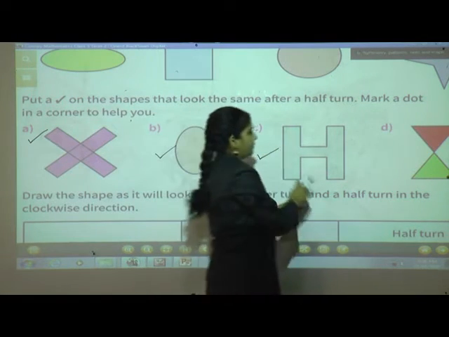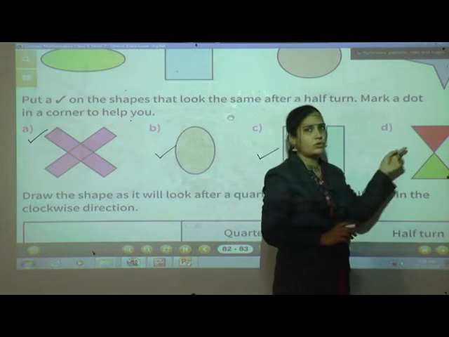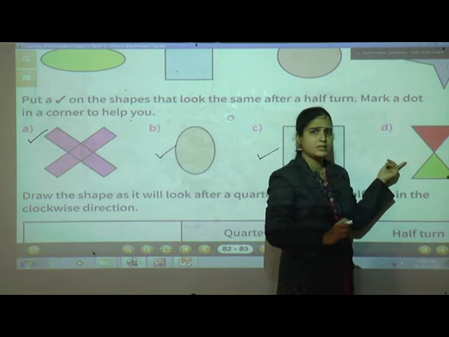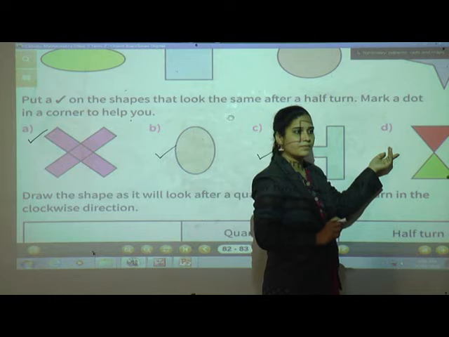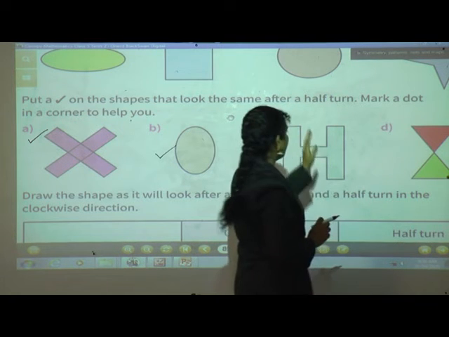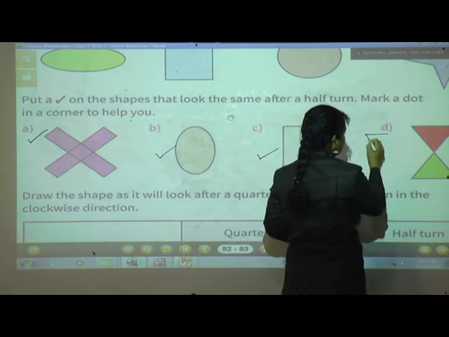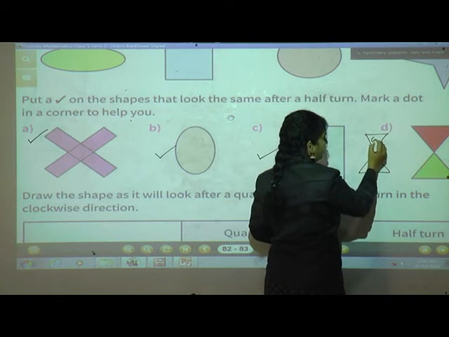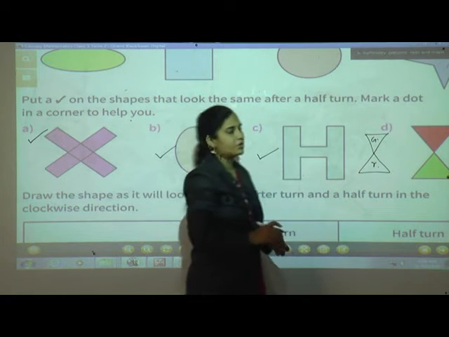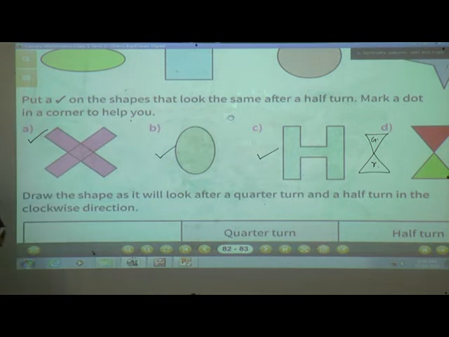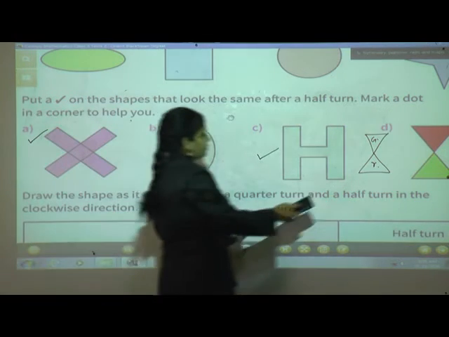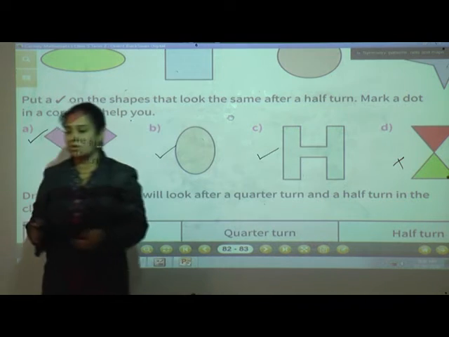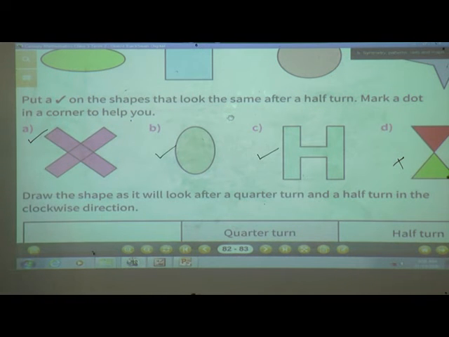Okay, but B1, can you tell me, will it look the same after a half turn? Isn't it? Yes. After the half turn, this figure will look the same, but the color will change. Here it will become green and here it will become red. So this will not look the same after a half turn. So just put a cross here. Now all of you understood what is meant by quarter turn and half turn?